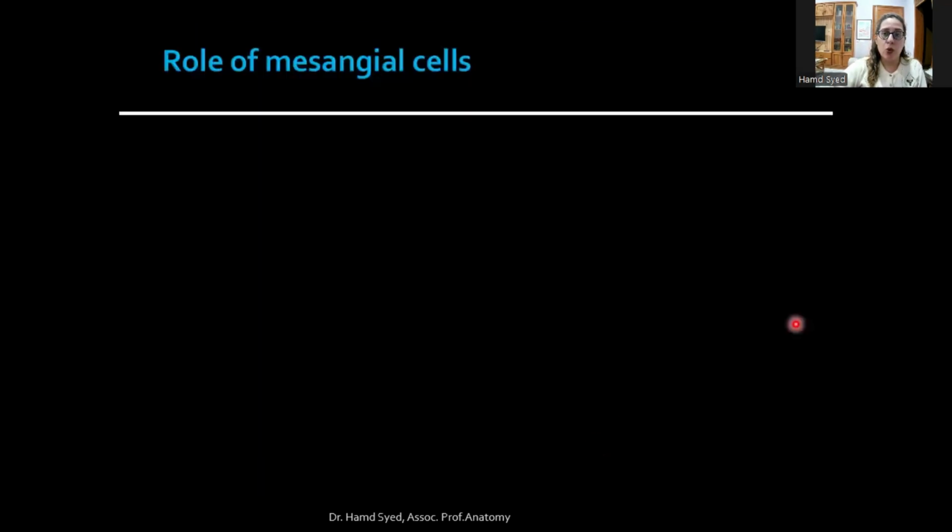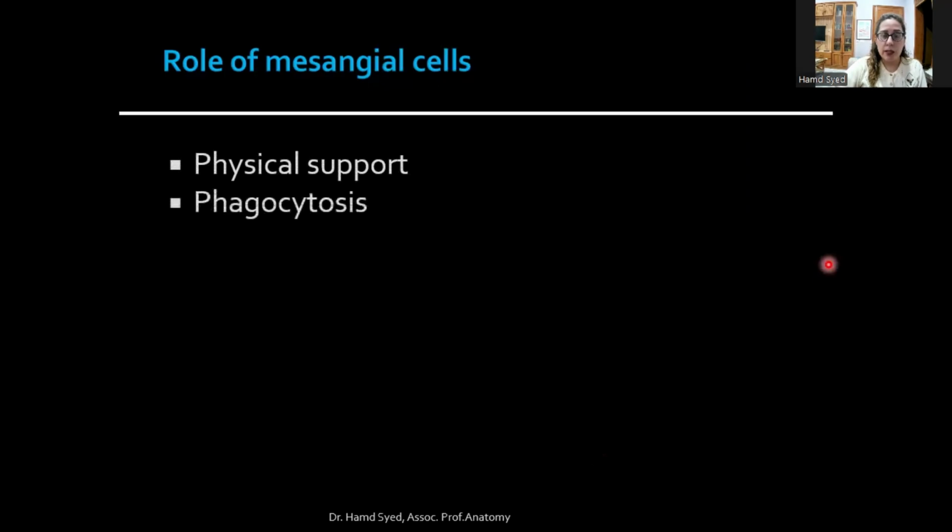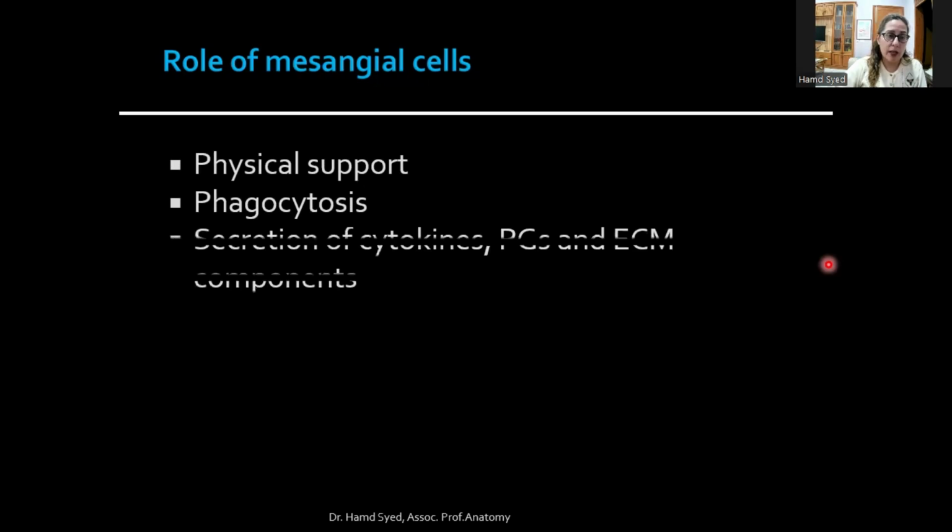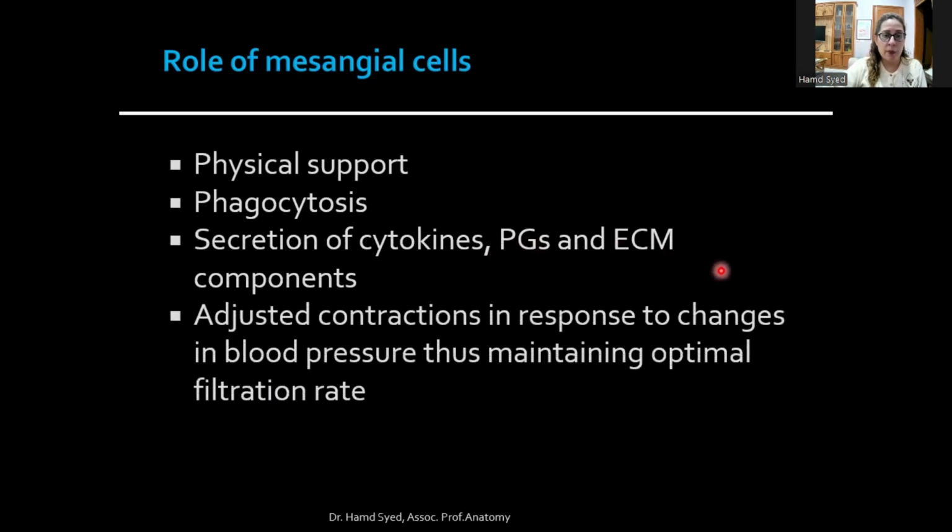Now let's talk about the role of another cell population in the kidney, which are the mesangial cells. Mesangial cells provide physical support to the capillary endothelial cells, and they also perform the function of phagocytosis of protein aggregates, and they have a secretory function. They are producing cytokines, prostaglandins, and extracellular matrix components. And the long contractile processes of mesangial cells are closely associated with the blood capillaries within the kidney, and therefore they maintain optimal filtration rate at the glomerular filtration barrier. And they respond to the changes in blood pressure.